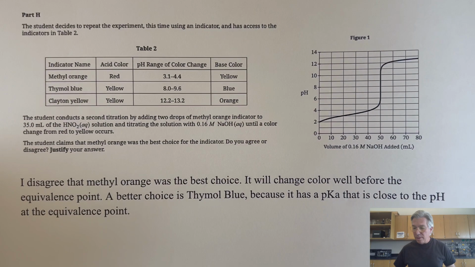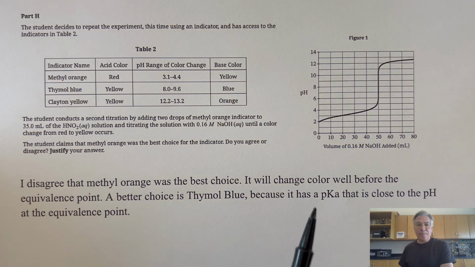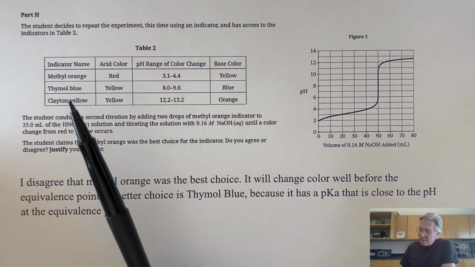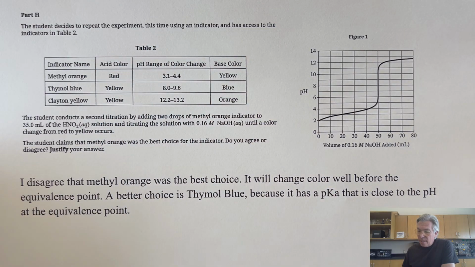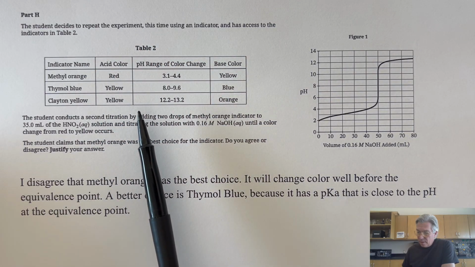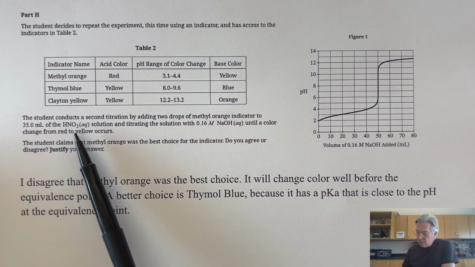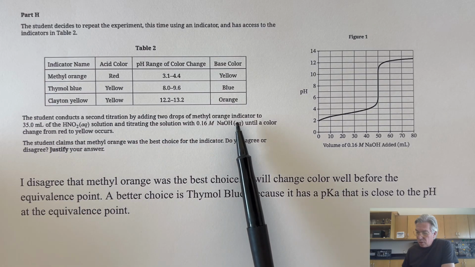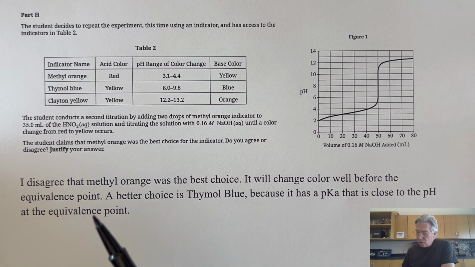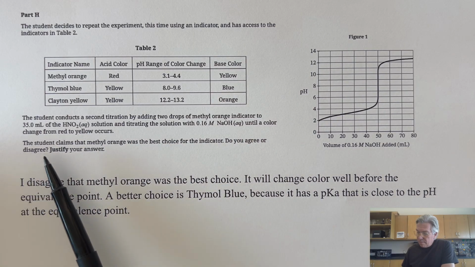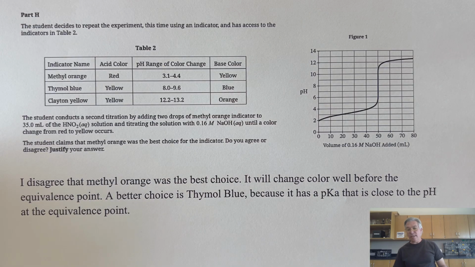Last one, this was a part H. Do you believe it? Part H in an FRQ. It's getting long. A student decides to repeat the experiment, this time using an indicator, and has access to these indicators. And the student conducts a second titration by adding 2 drops of methyl orange to the solution and titrating it with the same sodium hydroxide. The student claims that methyl orange was the best choice for the indicator. Do you agree or disagree? Justify your answer, as always.